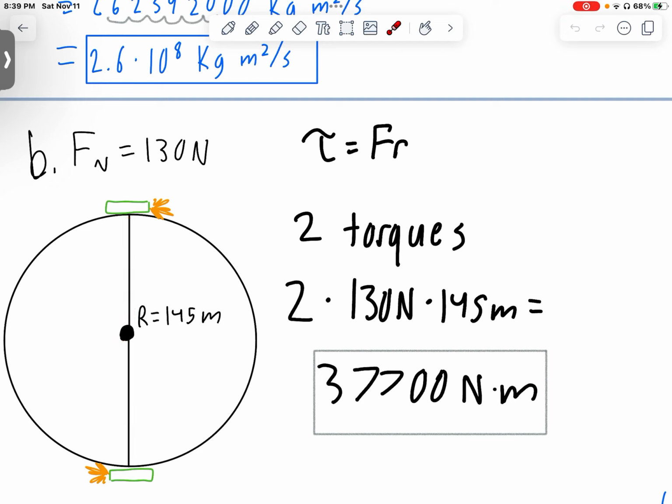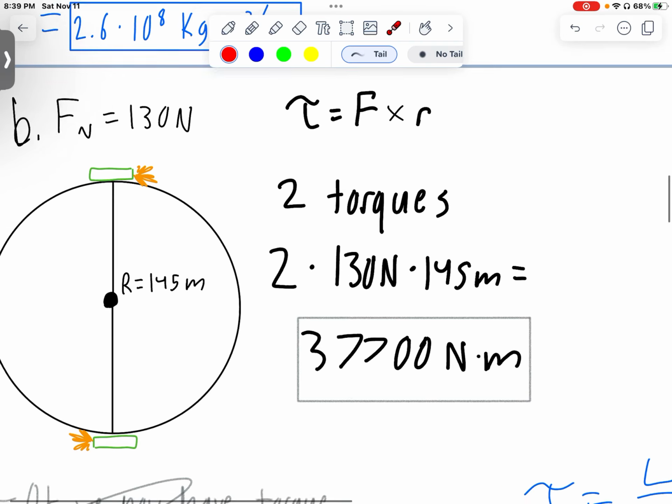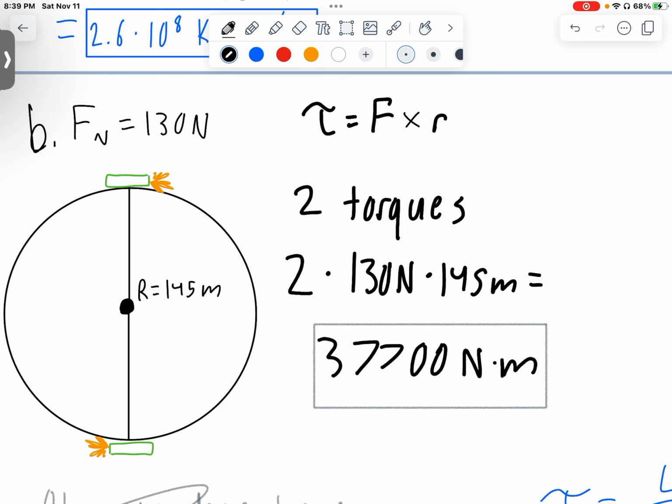Torque equals F cross r, because we don't know if the forces are exactly perpendicular to the rotation. Anyways, two torques of the same magnitude, and they're both assisting the rotation in the same direction. I named it counterclockwise, so they're both going counterclockwise. And so we just plug in our F and r.